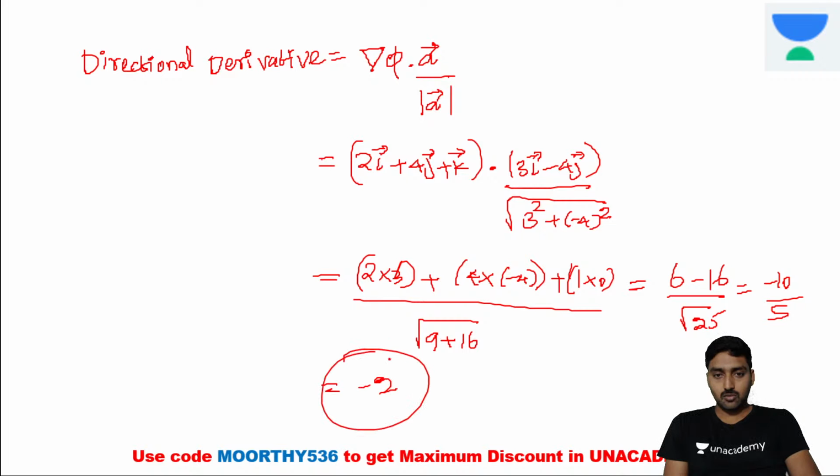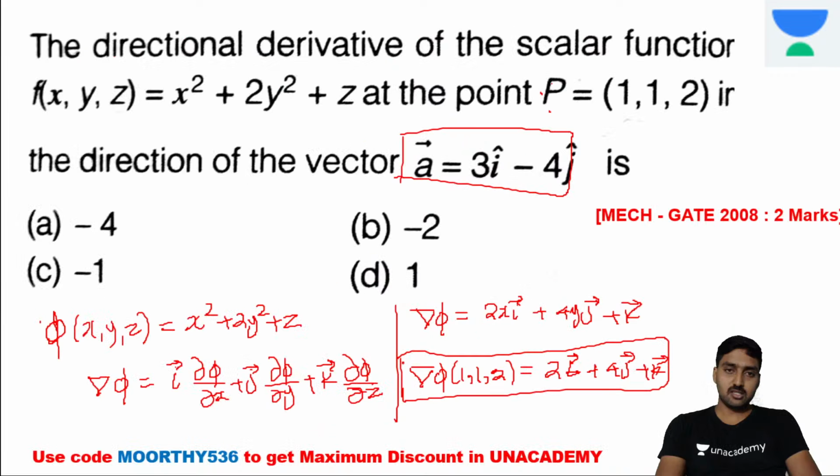Now the solution for this question is equal to minus 2. So minus 2 is the right answer for this given directional derivative. It's option B. Is it clear? Now let us see, in case we are having any doubt.